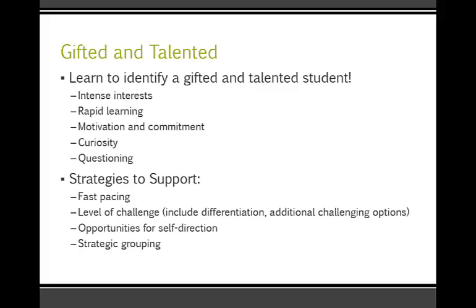Now, you may say the things that I just listed describe every child, and to some degree they do, but when you see that intensity on those five factors, it's a good idea to really think about whether this individual child is gifted and talented. So things we do to support them are fast pacing and the level of challenge. And so this goes back again to differentiation, adding challenging options.